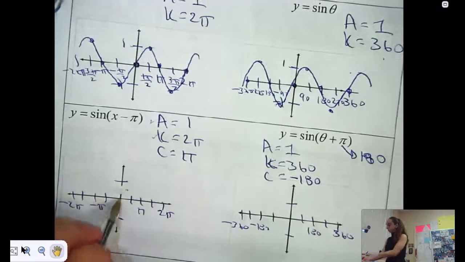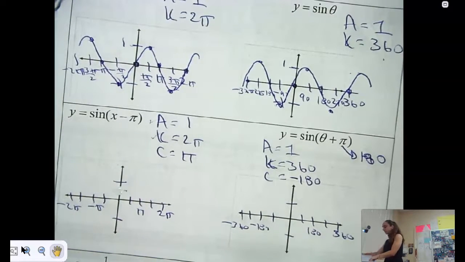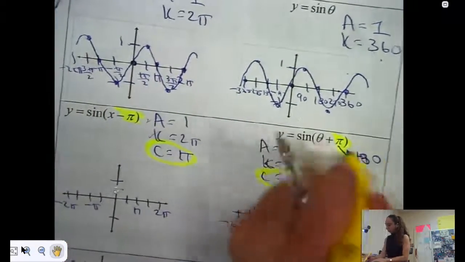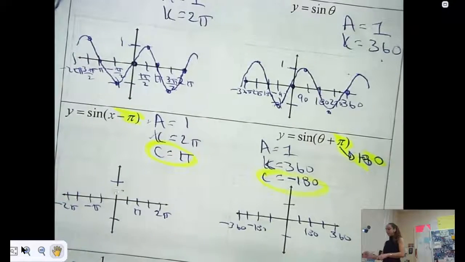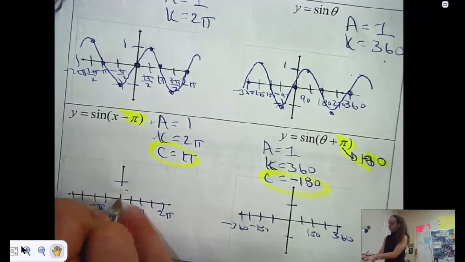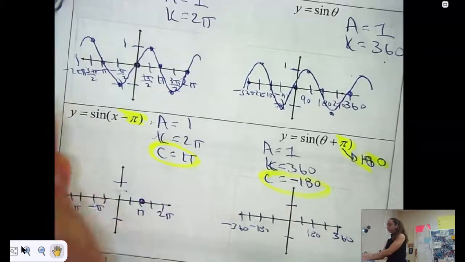It's sine, so I start in the middle. The problem is there is this horizontal shift. So that means that I need to actually not make my middle here. My middle needs to be at pi. So I'm shifting to the right.